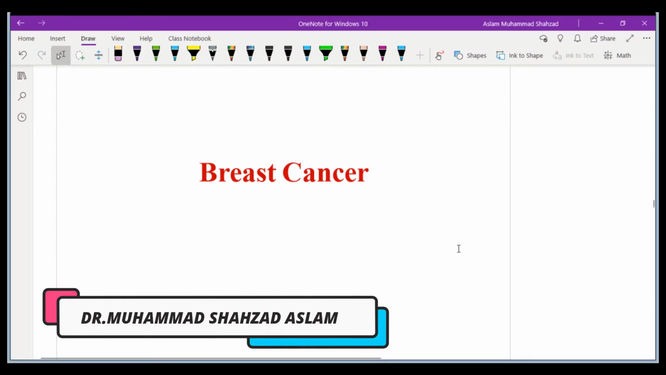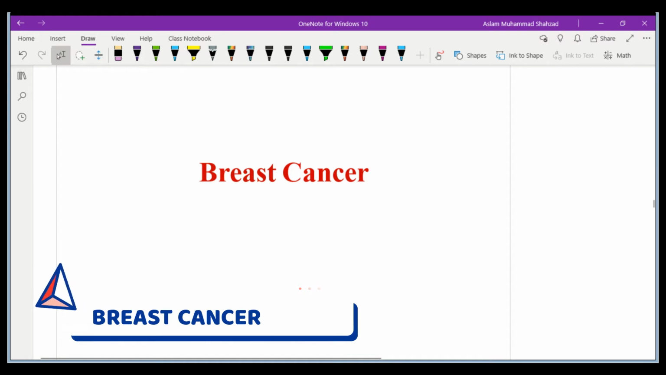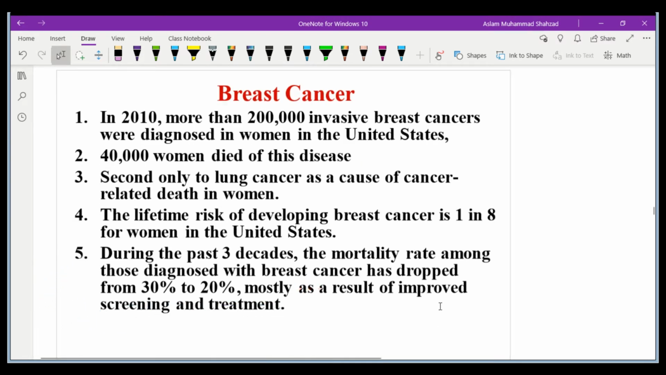Today we are going to discuss an important topic, which is breast cancer. When we talk about the etiology or the incidence of breast cancer, in 2010 it was found that 200,000 invasive breast cancers were diagnosed in women in the United States. 40,000 women died from this disease. It is the second leading cause of death in women after lung cancer.